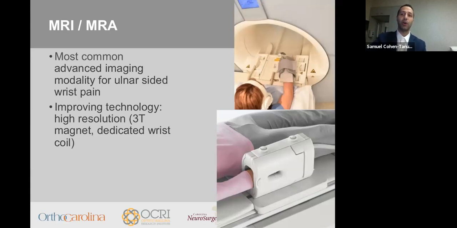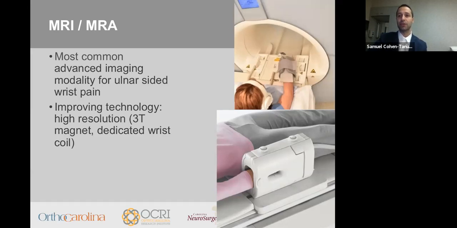MRI and MR arthrogram are certainly the most common modality of advanced imaging, especially as the technology has continued to improve. Now we have dedicated wrist coils, as depicted in the bottom image, and more powerful magnets. I think Atrium Health just got its first 3 Tesla magnets in 2020. The standard used to be 1.5 Tesla.